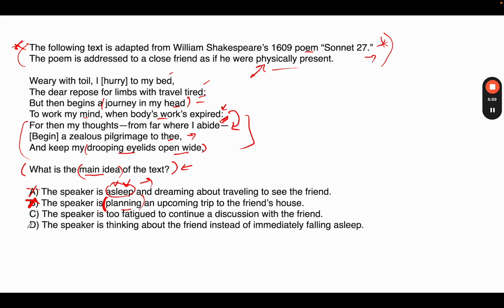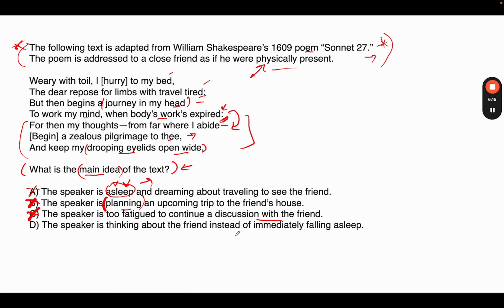Now C says the speaker is too fatigued to continue a discussion with the friend. He's not discussing anything with somebody, correct? He's just simply tired, but his mind is not tired. He's thinking about the friend. He's not discussing anything with the friend. So C is out.